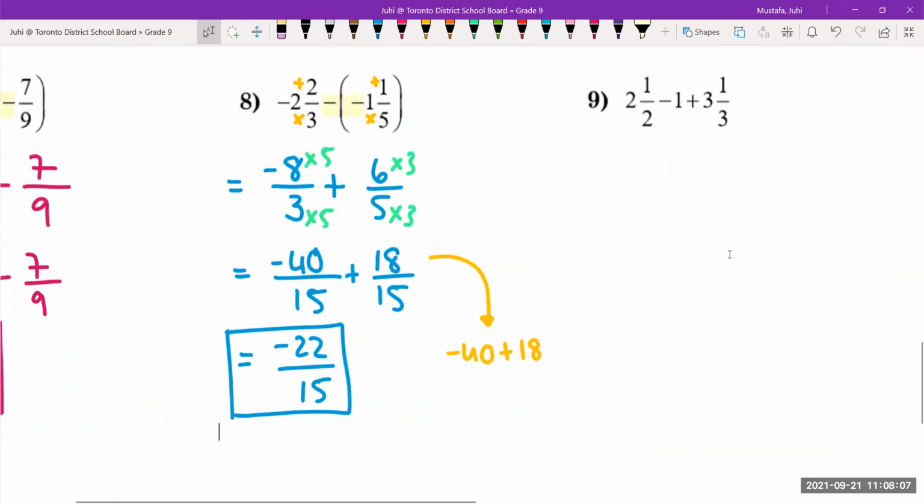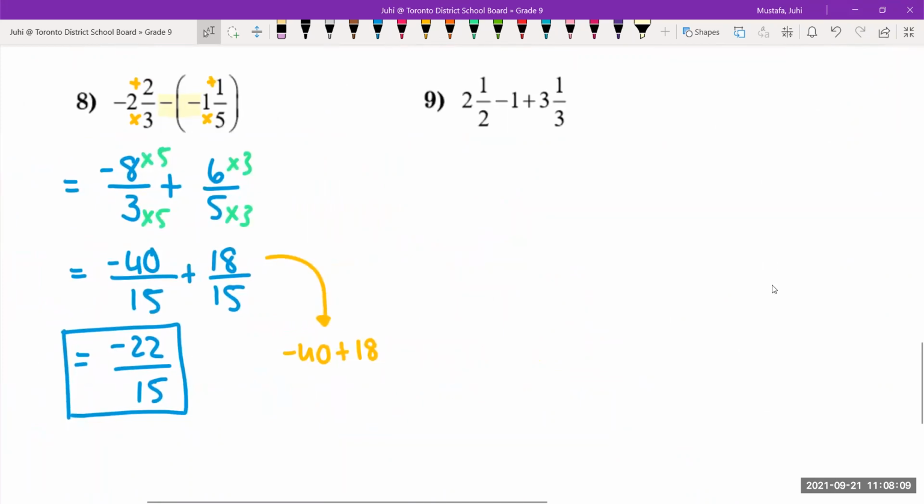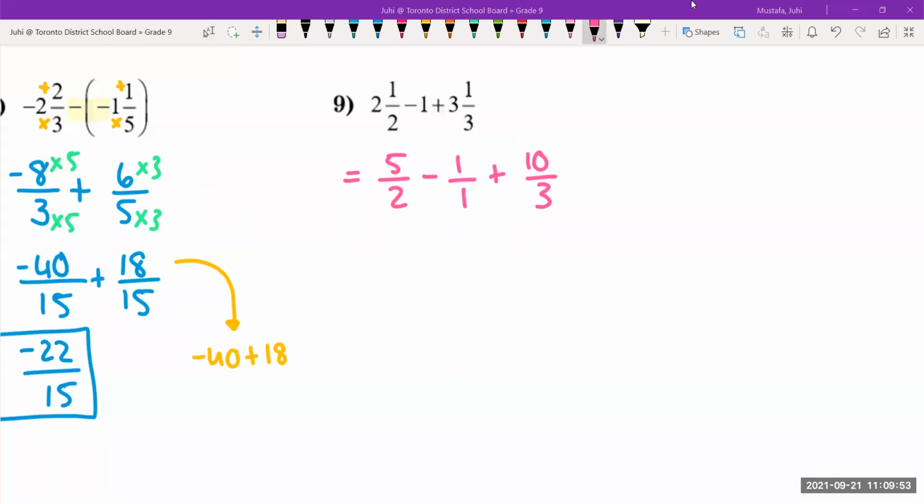All right, last question. I'll pause here. Go ahead and try it. So you guys, I kind of cheated and I went ahead and did the first step. 2 times 2 is 4. 4 plus 1 is 5. This is 5/2. Any whole number can be made into a fraction by putting it over 1.